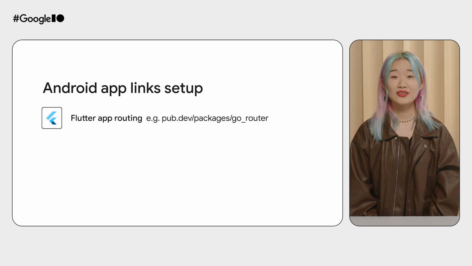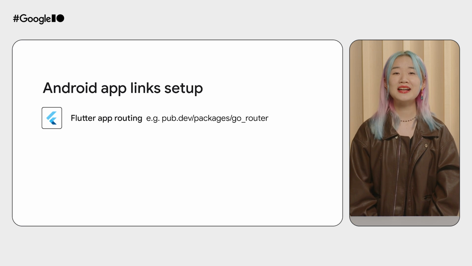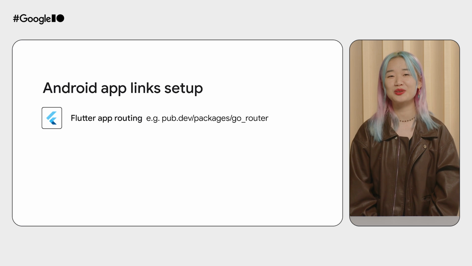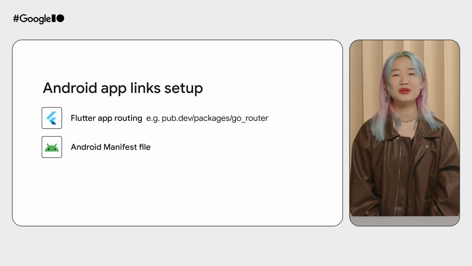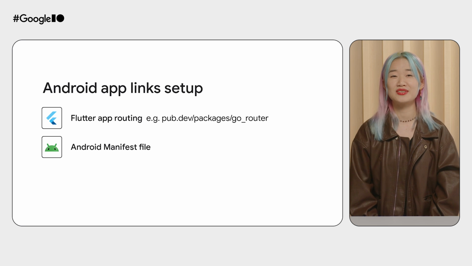Number 1. A Flutter application. Your Flutter app should be able to process incoming URLs. Consider using the GoRouter package for routing. Number 2. Android manifest file. This file defines the essential information about your app. For deep links, you will define intent filters that specify your web domains and URL paths.